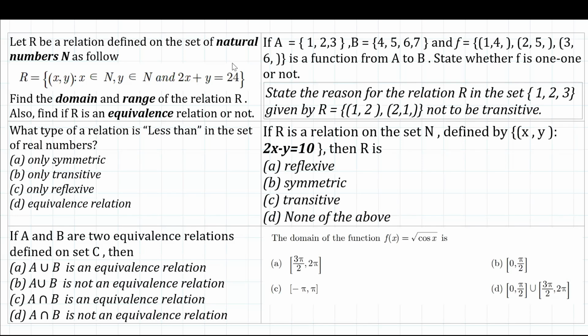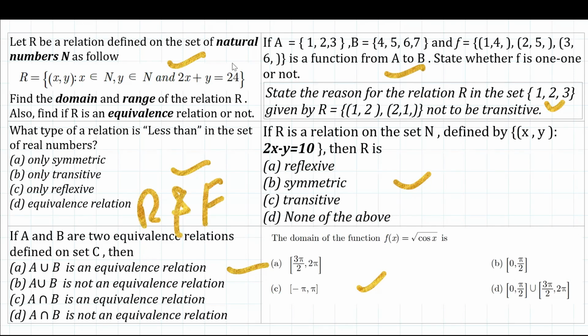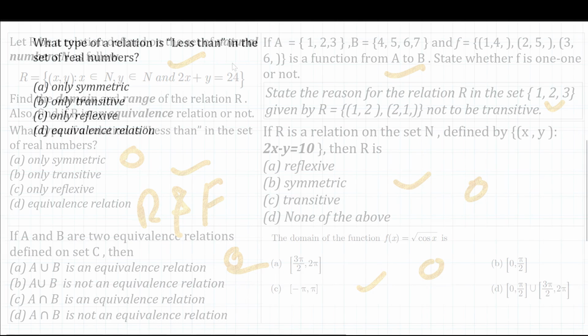In this video, we are going to do these 7 questions from the chapter Relation and Function. Including these 4 MCQs, I can see that this is an MCQ, this 2, 3, 4 are MCQs. So let's start with the first question.